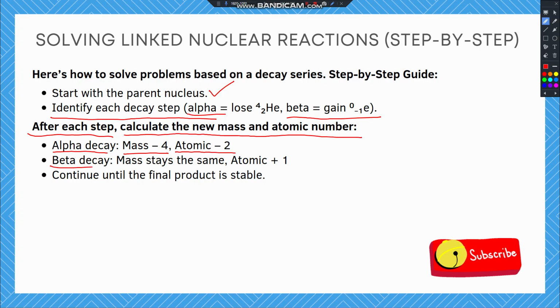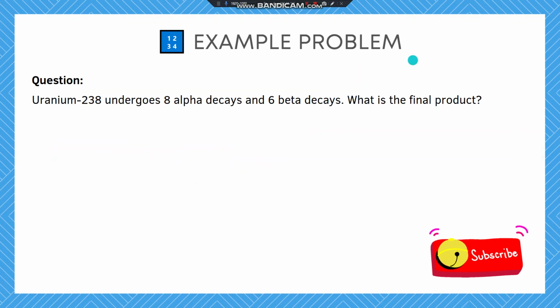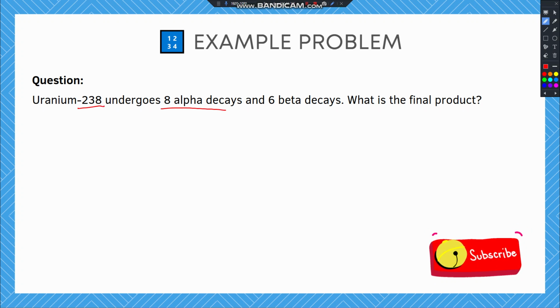If it's a beta decay, the mass number stays the same, but the atomic number increases by 1. So let's see if we can solve a question pertaining to this. We have a question on the screen right now that says uranium-238 undergoes 8 alpha decays and 6 beta decays. What is the final product?